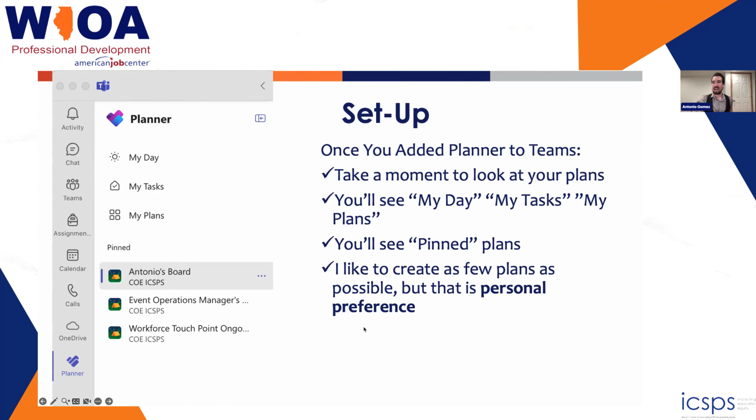Sorry. I, personal preference, like to create as few plans as possible because, to me, the benefit of Planner is that I can see everything all in one place, everything that I need to get done, so that I don't prioritize one thing and realize that I should have been prioritizing something else and miss a deadline. So again, that is personal preference. You're going to get a lot of personal preference in this webinar. I like to have as few plans as possible. Some people, especially if you're working collaboratively, like to have one plan per project. That is really personal preference.